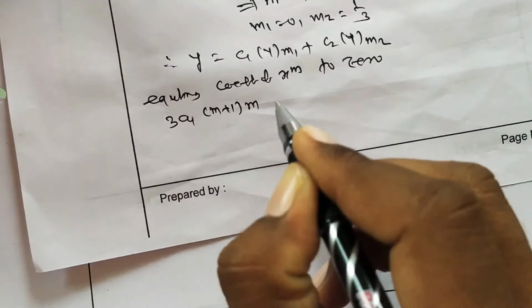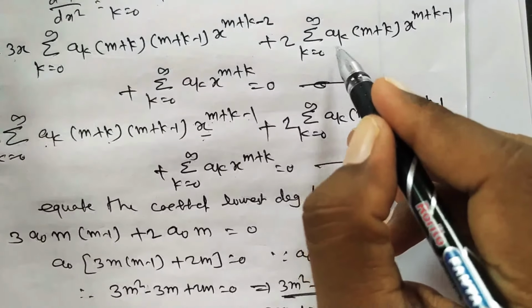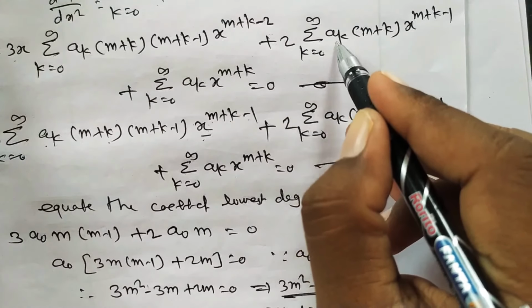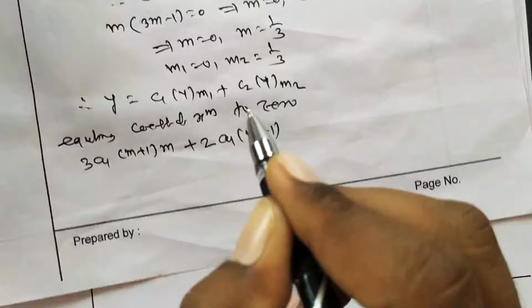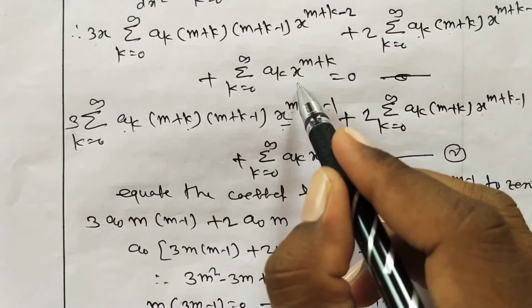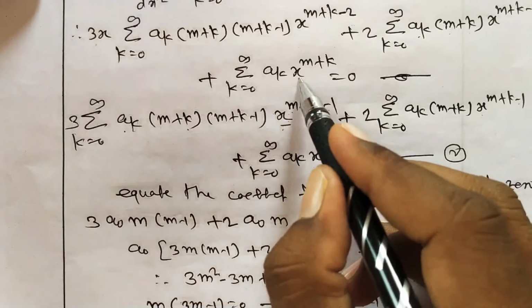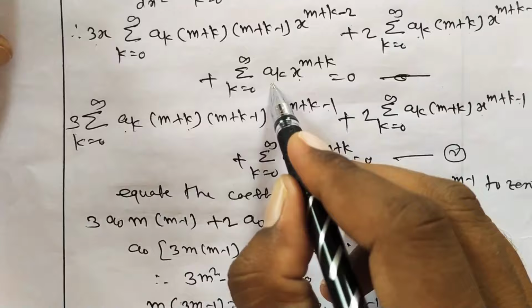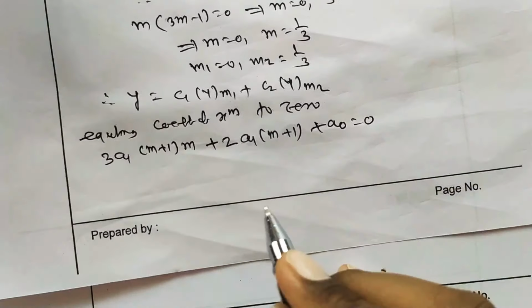This is the coefficient of x raised to m from the first series, plus 2 times, from this series, if we put k equal to 1 here, a1 (m plus 1), 2a1 (m plus 1), and from the last series, when we get the x raised to m term, if we put k equal to 0, then the coefficient of x raised to m we will get is a0, so plus a0 equal to 0.